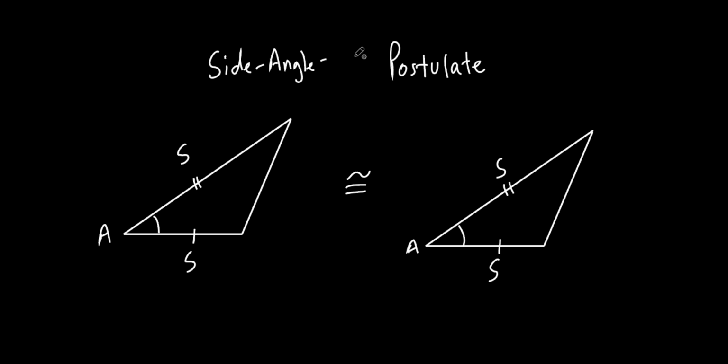Side angle side postulate, okay? We call it the side angle side postulate. For short, we can write it down. We don't have to write the words side angle side every time. But when we say it verbally, I want you to say side angle side. Everybody got it? But if we write it, what do you think a short way to write this would be?